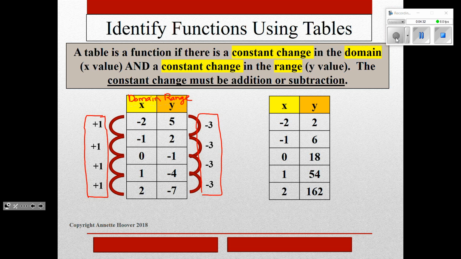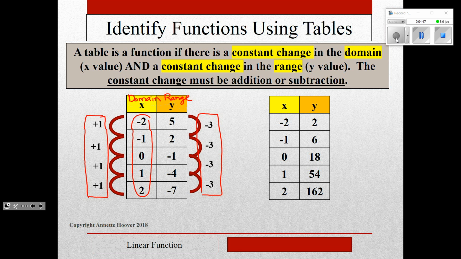Because the domain is constant and the range is constant, we know that when we graph this, it will be linear. And we have already talked about how this is a function because the x does not repeat, so this is called a linear function.